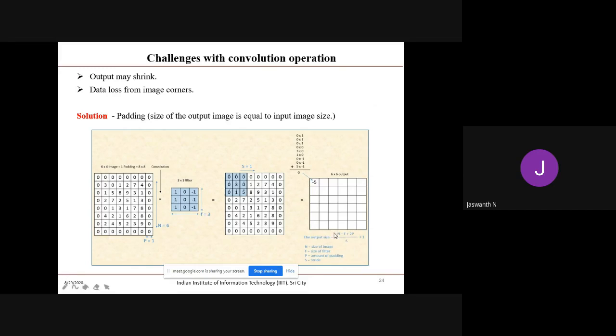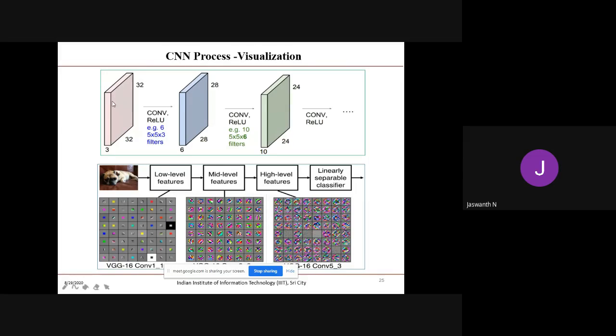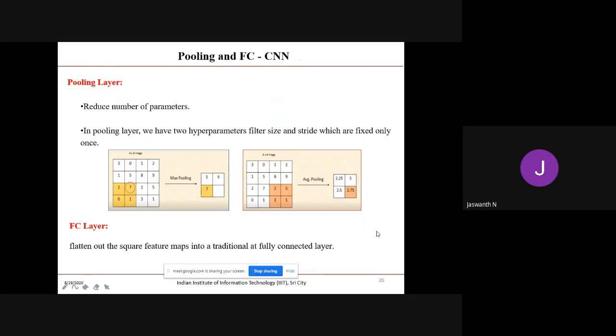So this is how it is calculated: (n minus f plus 2p) divided by s, plus 1. s indicates the stride, p indicates the padding, f indicates the filter, and n indicates your spatial value like height or row or column. So next, this is how the typical process would look. Initially, you have the input image, then you do the sequence of processes. You can see in each and every layer how these features are being automatically extracted, so that it can help us in localizing the object.